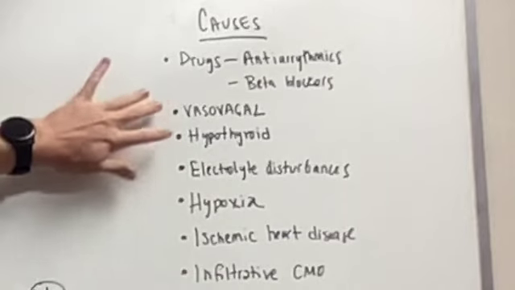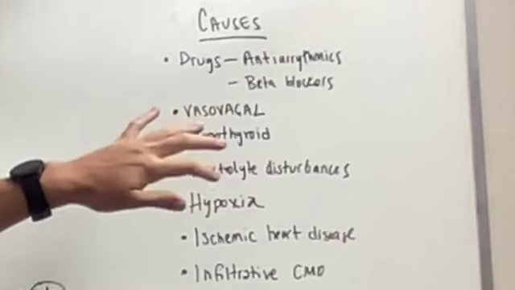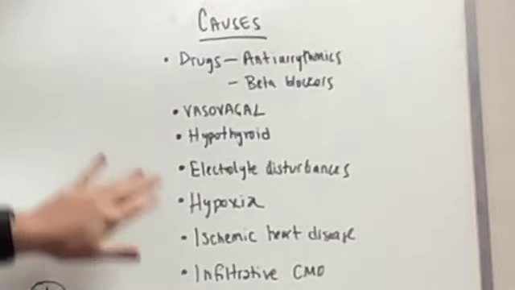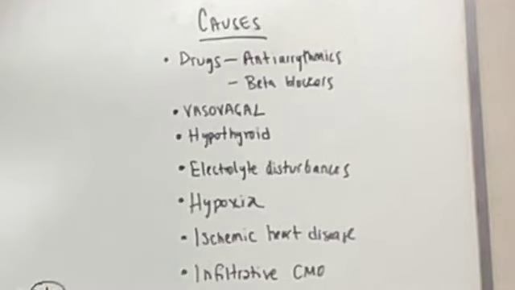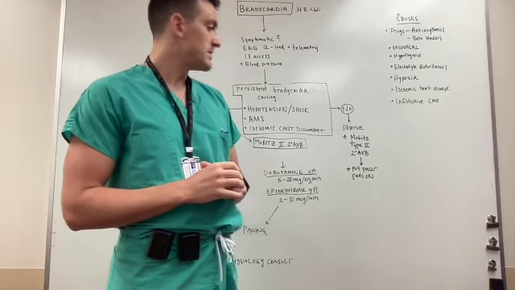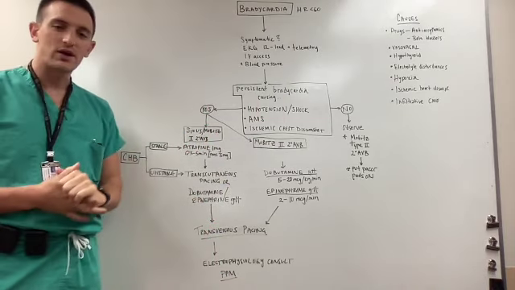Did the patient have a vasovagal episode? Checking a thyroid panel. Are they hypothyroid? Checking their electrolytes. Assessing for evidence of hypoxia or hypoxemia, putting that patient on oxygen, ischemic heart disease, and infiltrative cardiomyopathy like sarcoidosis or amyloidosis, things like that. Short talk, but this is the management of bradycardia.